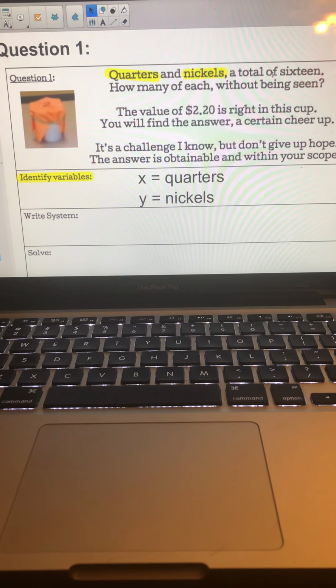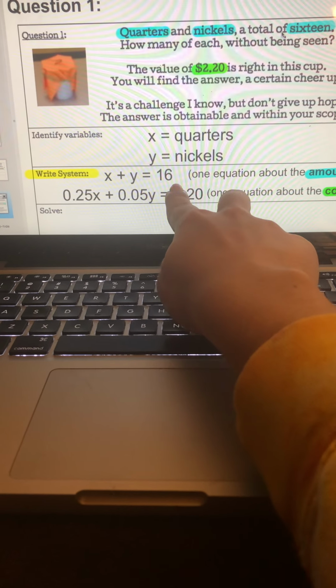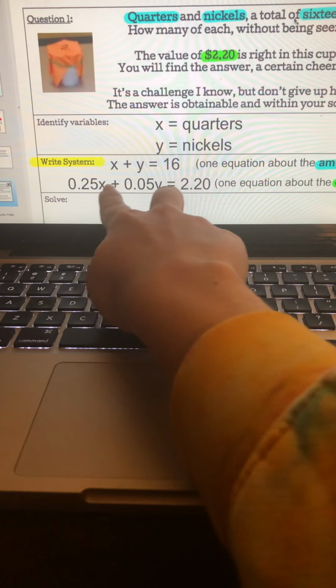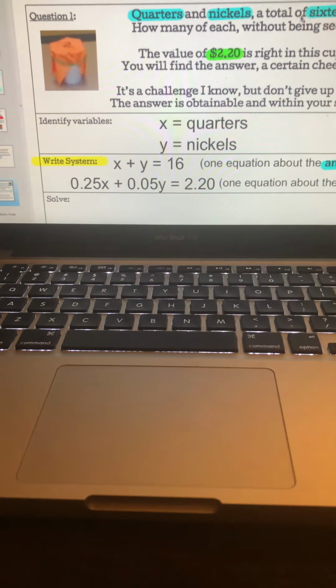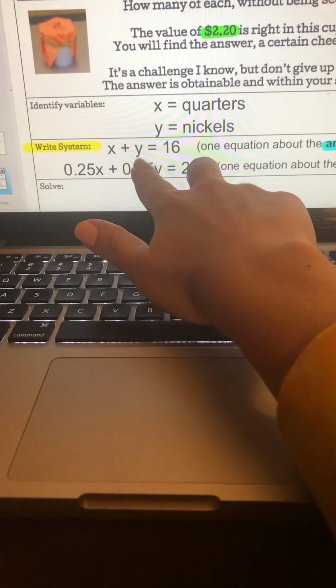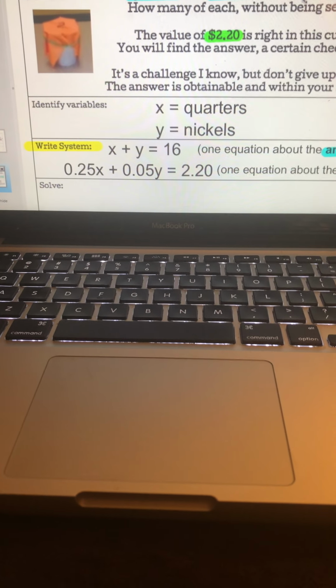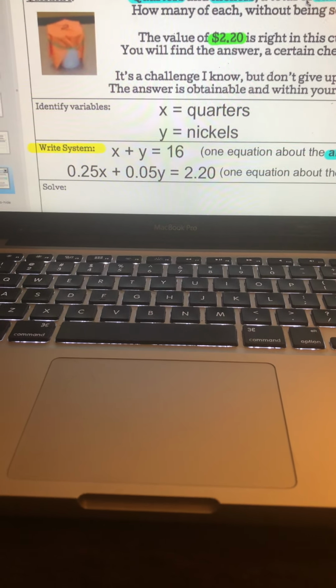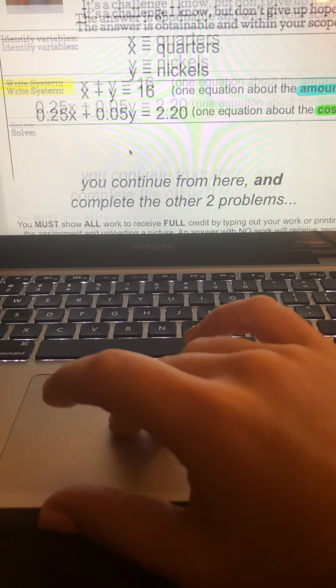I would have my first equation about the amount of the coins. So some quarters, some nickels, for a total of 16 coins. And then I would have my equation about the cost. So since X are quarters, I put 0.25X. And since Y are nickels, I put 0.05Y. Be careful with the ones that are 0.0 something, because I find often students forget that that 0 is there, and then they leave it off, and then you wind up representing a different coin. So be very careful about those, okay? And the rest you guys should be able to do on your own.